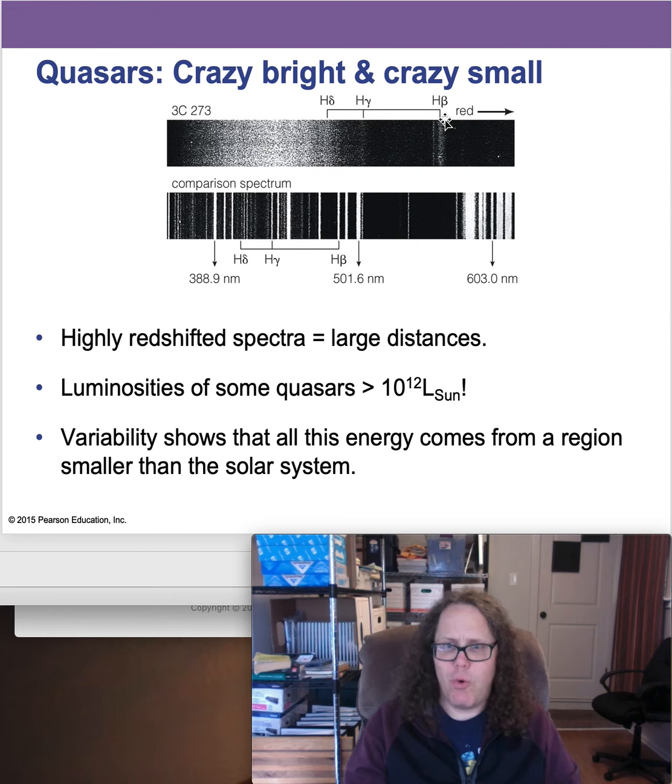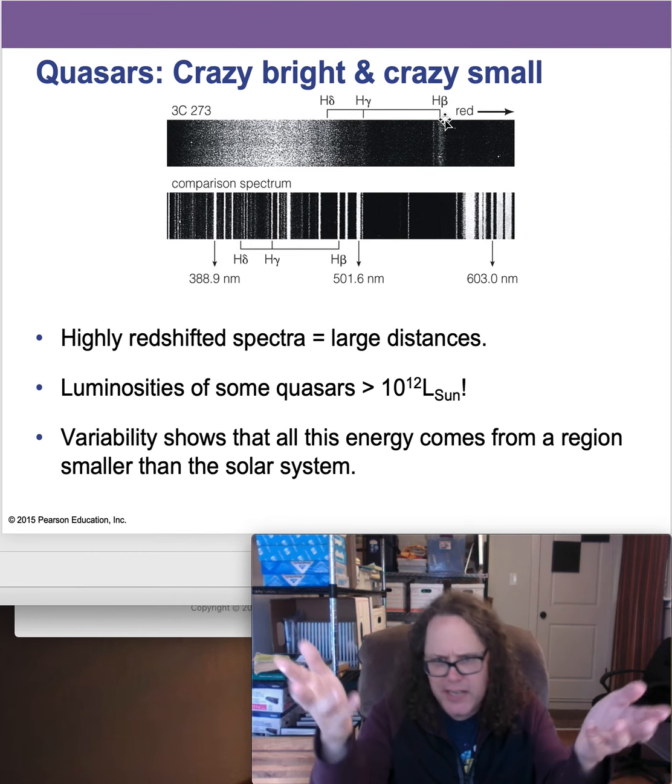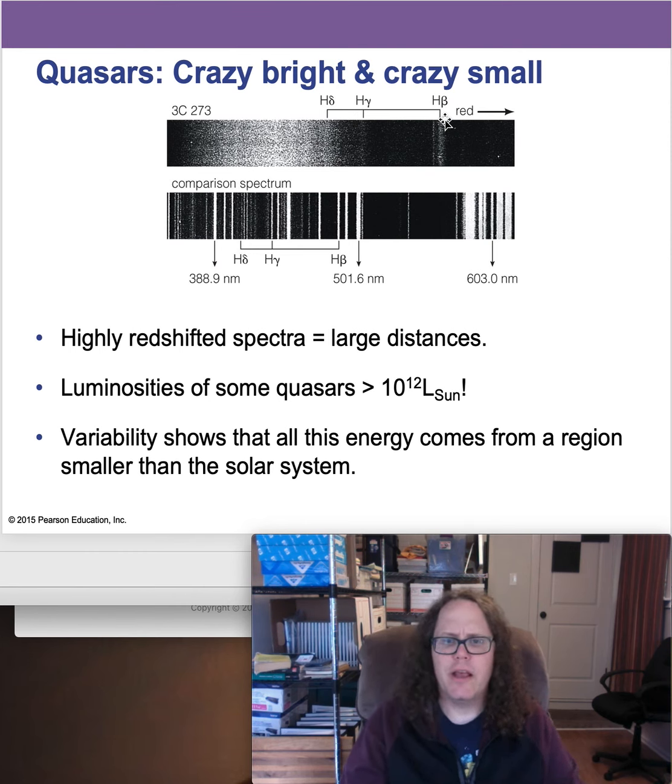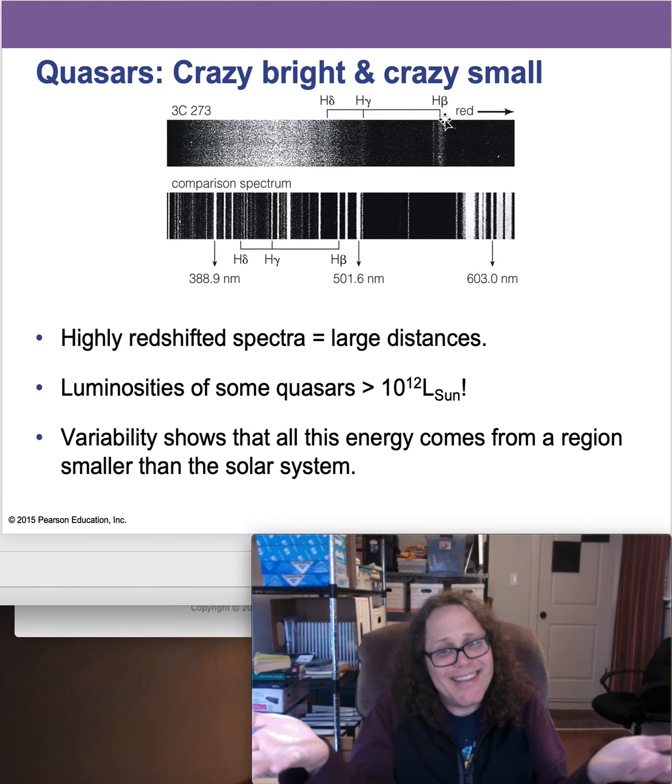If this quasi-star is really that far away, we shouldn't be able to see it at all in the tiny little telescope they were using. If they could see it, and it was really that far away, it would have to be ridiculously bright, like 1 trillion times the luminosity of the sun. That can't be right, can it? I mean, there's the evidence.